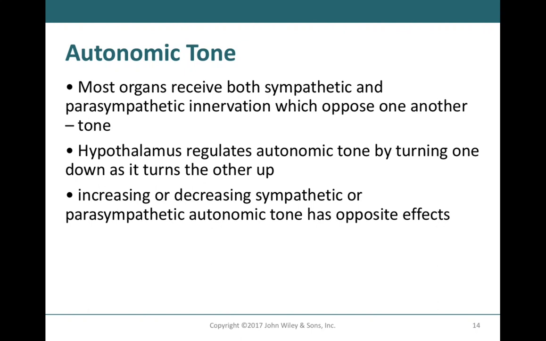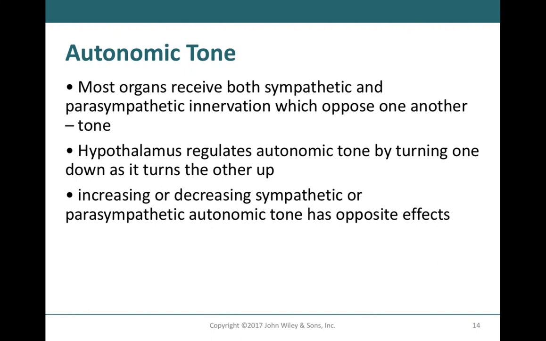And this is going to turn one of our systems up while it turns the other system down. Now, most of our organs receive both sympathetic and parasympathetic innervation. Some organs will only receive one type of innervation, but most of our organs are actually going to receive innervation from both of these two nervous systems. And so that means that most organs are receiving both sympathetic and parasympathetic signals at the same time.